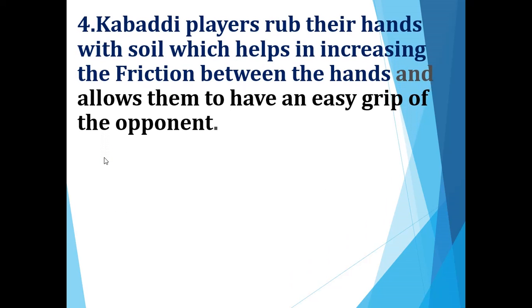The next example is kabaddi players. If you watch kabaddi, kabaddi players used to rub their hands with soil. Yes, so why are they rubbing their hands with soil? It helps in increasing the friction between the hands and allows them to have an easy grip of the opponent. So they can easily catch the opposite team because the soil has an irregular surface which will increase the friction between the hands and allow them to have an easy grip of the opponent.